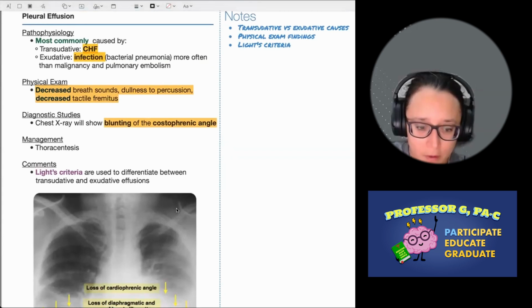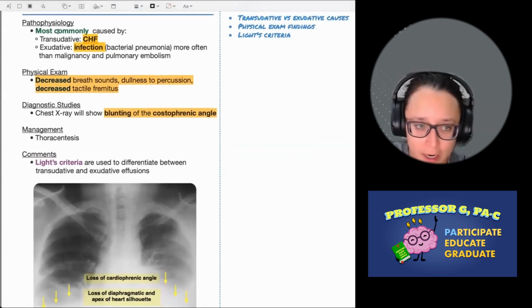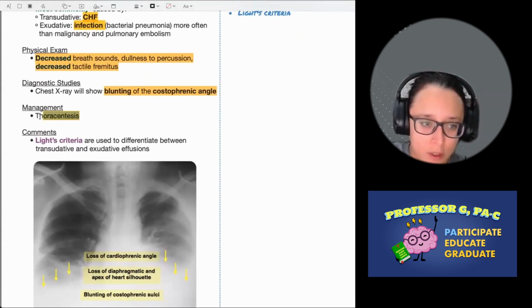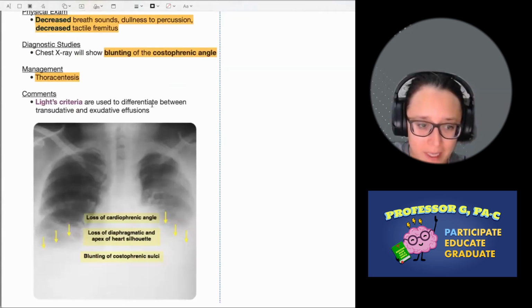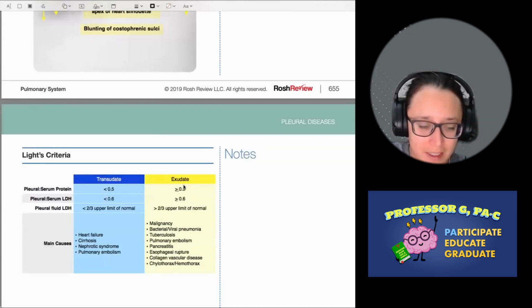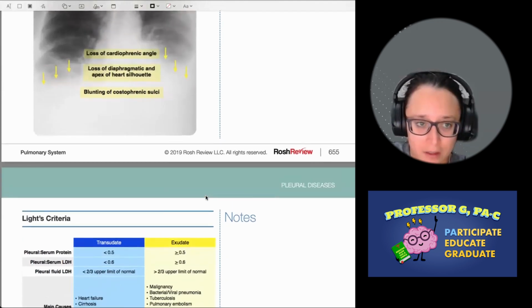Okay. How do we manage it? Well, if it is more chronic, like a CHF exacerbation or things like that, we manage the illness that's causing the pleural effusion. If it's one-sided or we can't figure out exactly what it is, we do thoracentesis for both diagnostic and therapeutic purposes. Light's criteria you should be familiar with. Basically what it's saying is that exudates have more serum protein, they have more serum LDH, and they have an increased LDH in the pleural fluid. Okay, so that's basically what they're saying here. Look for things like that in vignettes.